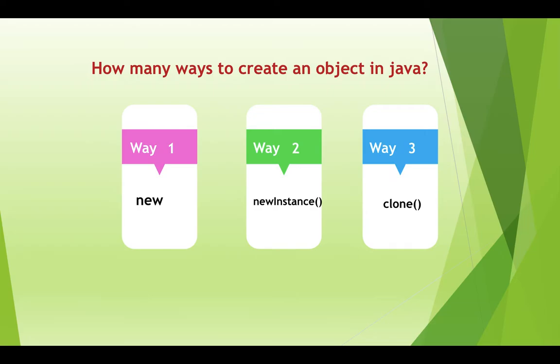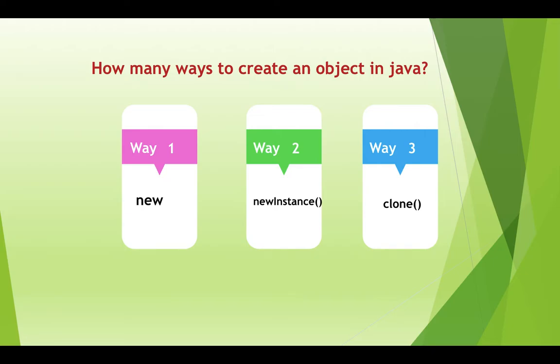Okay, no problem. As of now, we can create an object in three ways, right? The new keyword, the newInstance method, and the clone method. The newInstance and clone are methods. So we can see the example, okay, so don't worry about that.